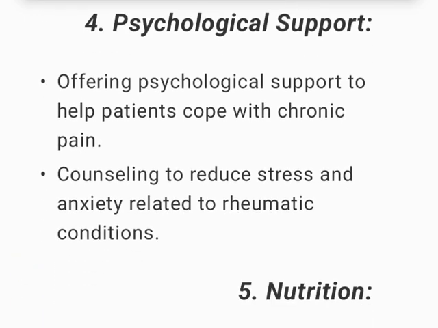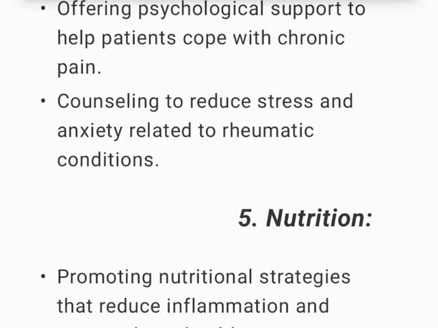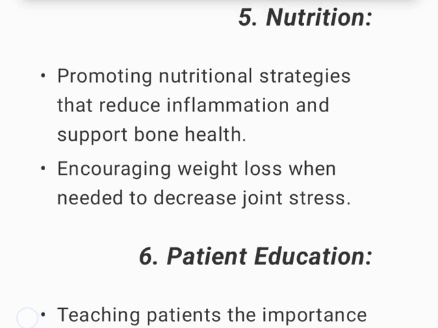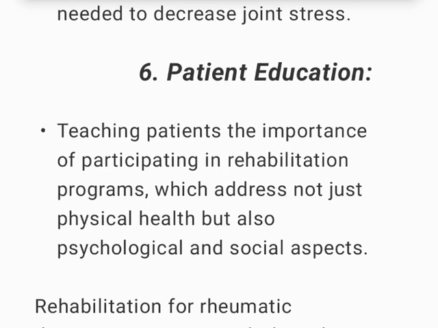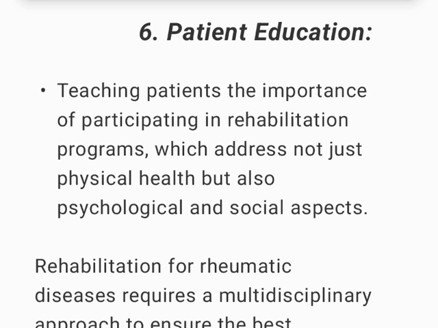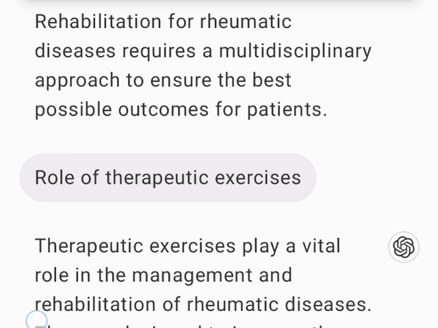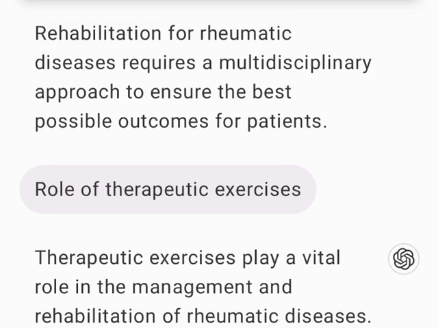4. Psychological support: offering psychological support to help patients cope with chronic pain, counseling to reduce stress and anxiety related to rheumatic conditions. 5. Nutrition: promoting nutritional strategies that reduce inflammation and support bone health, encouraging weight loss when needed to decrease joint stress. 6. Patient education: teaching patients the importance of participating in rehabilitation programs, which address not just physical health but also psychological and social aspects. Rehabilitation for rheumatic diseases requires a multidisciplinary approach to ensure the best possible outcomes for patients.